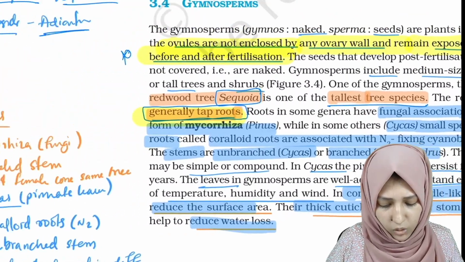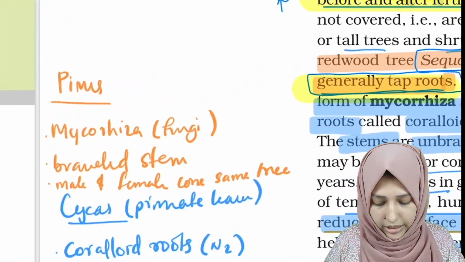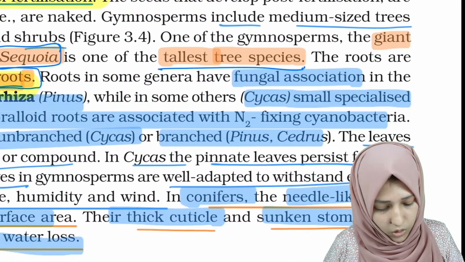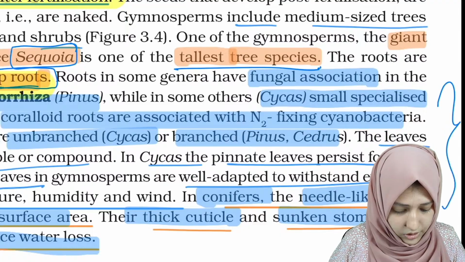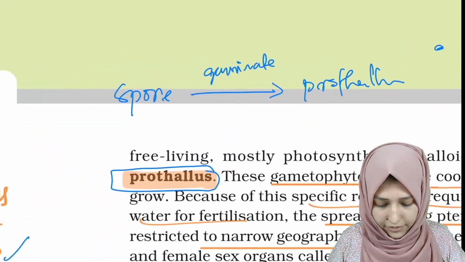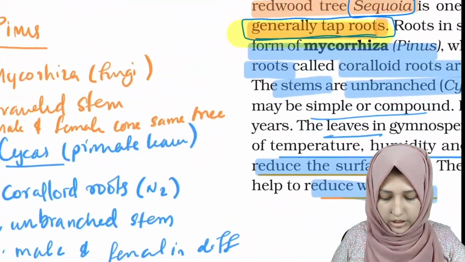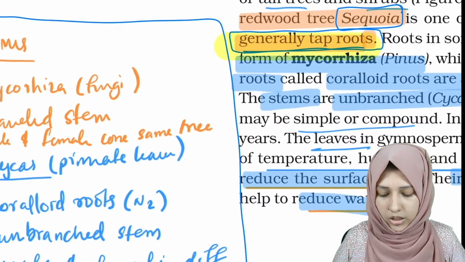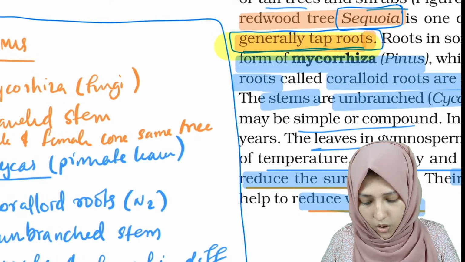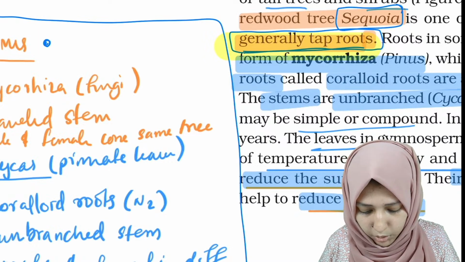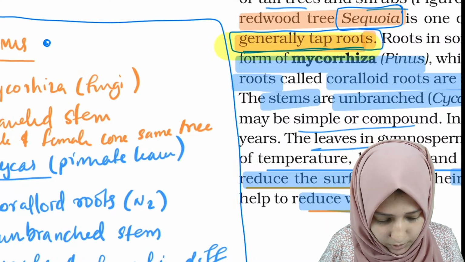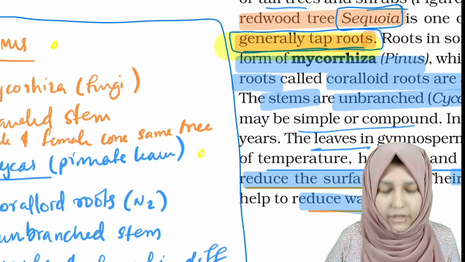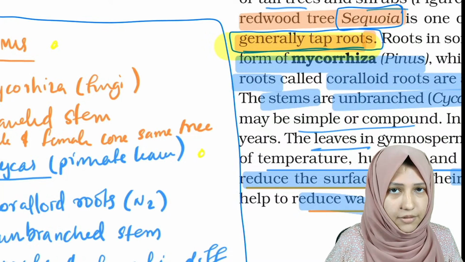Now coming to more characteristics of Gymnosperms. The whole paragraph is just this much, so you don't have to read it. Just listen to what I am saying next. You just have to learn about two types of plants. One is Pinus, and the second one is Cycas.